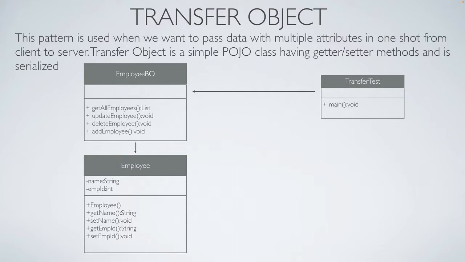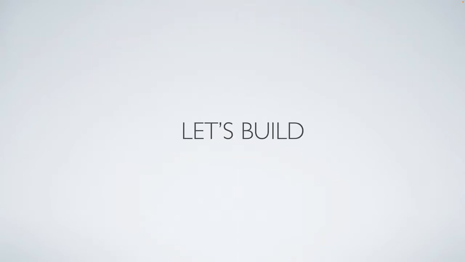Let's take an example of an employee, where Employee is a POJO class that has name and employee ID with getters and setters and the constructor of the employee. And we will have an employee business object that will have all the methods that need to be executed on the employee, such as get all employees, update employee, delete employee, and add employee. And lastly, we have a transfer test that will have the main method. Let's build this example and see how it works.